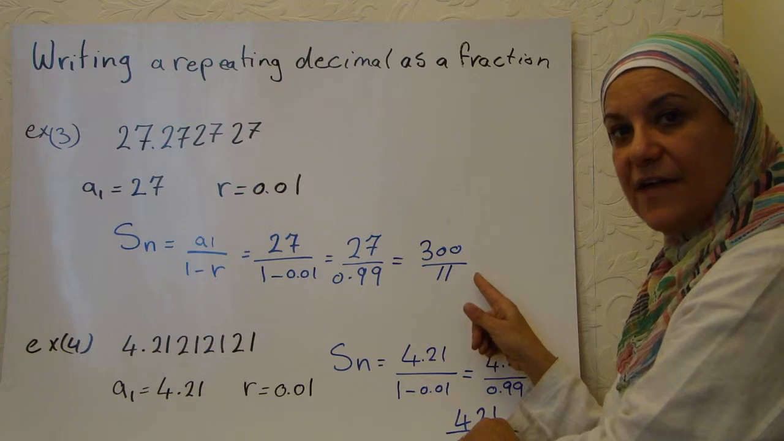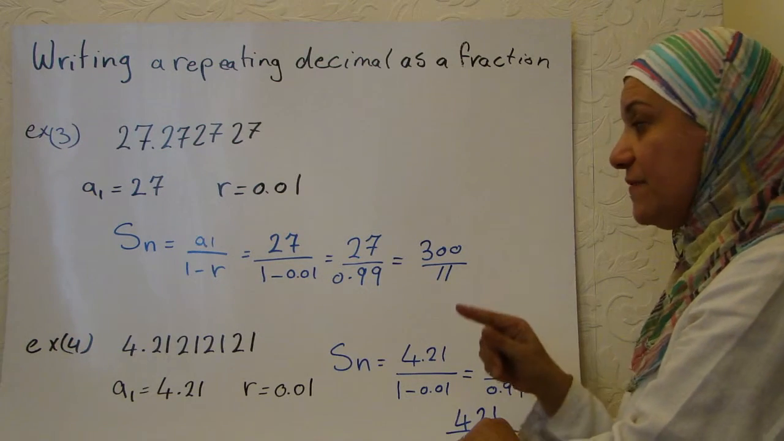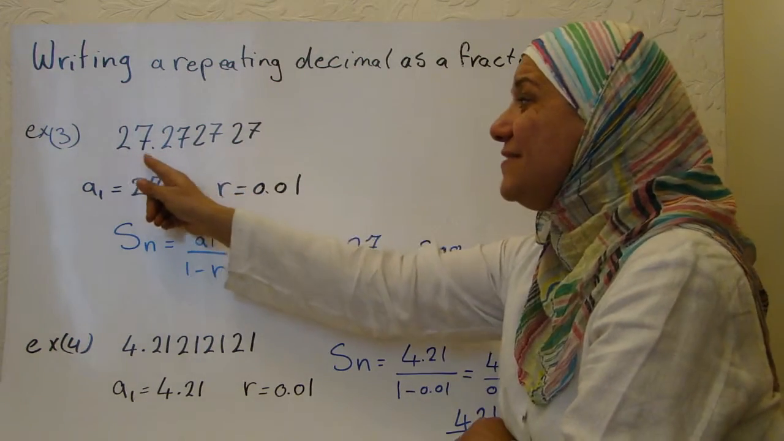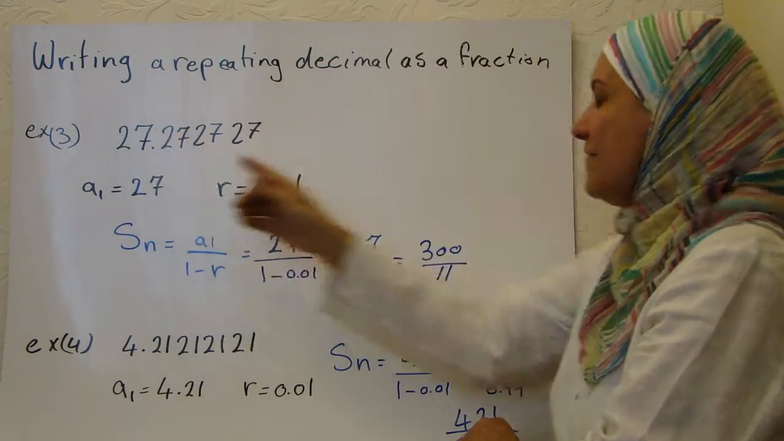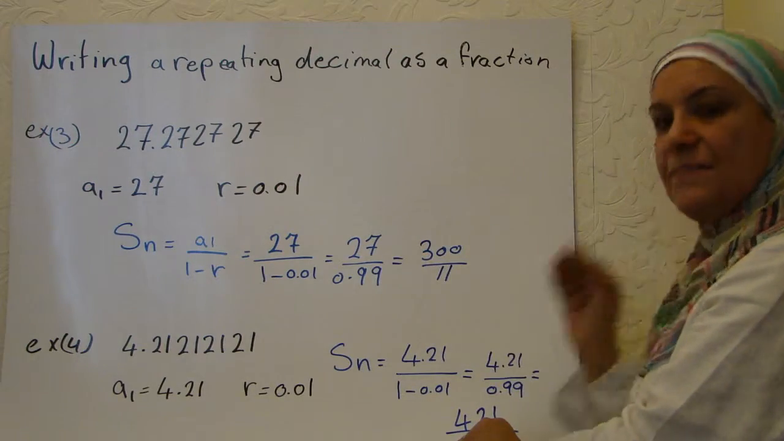Is this a fraction? No. It is an improper fraction. Why? Because you already have a 27 here. 27 is a number. So originally you should have a number first and then a repeated fraction.